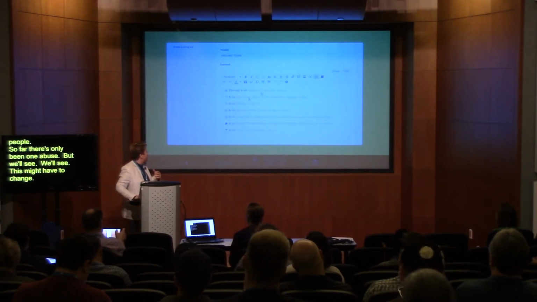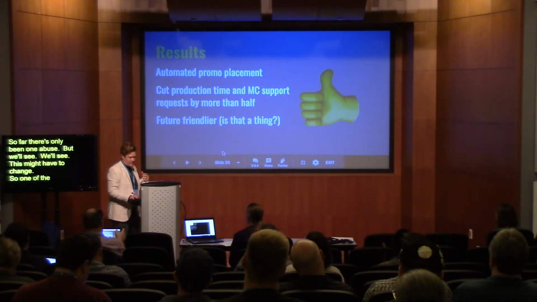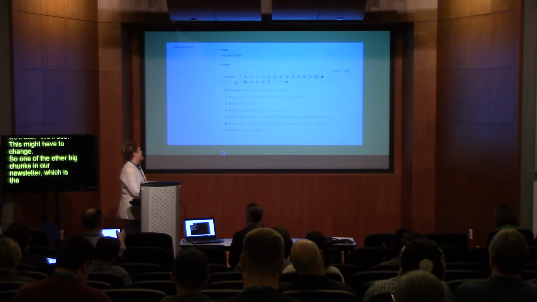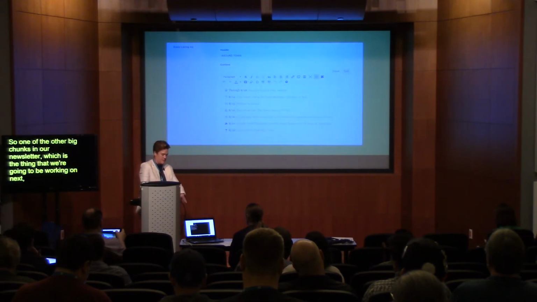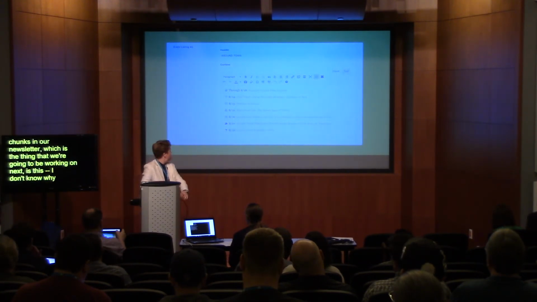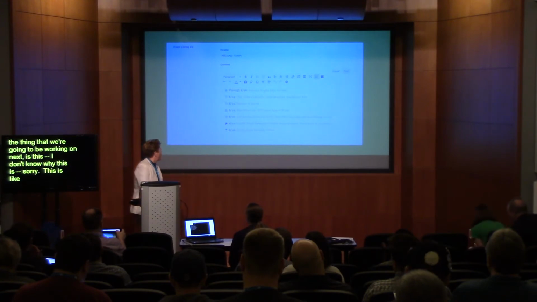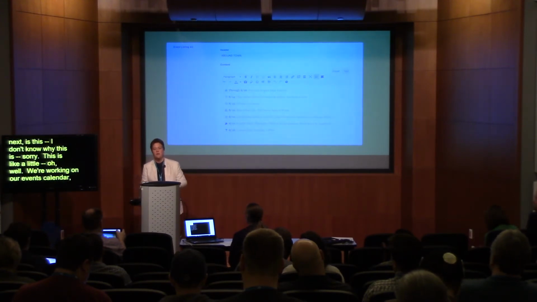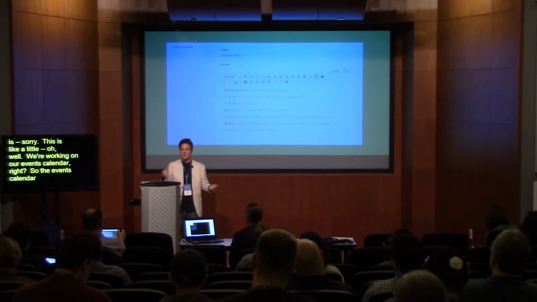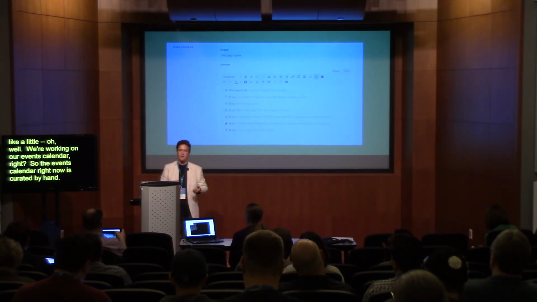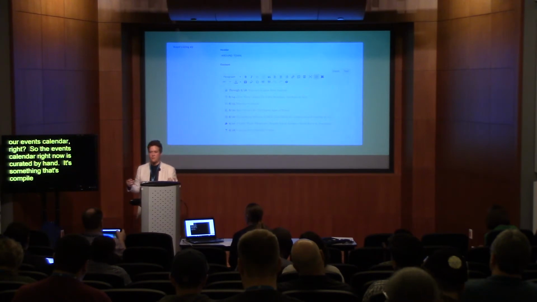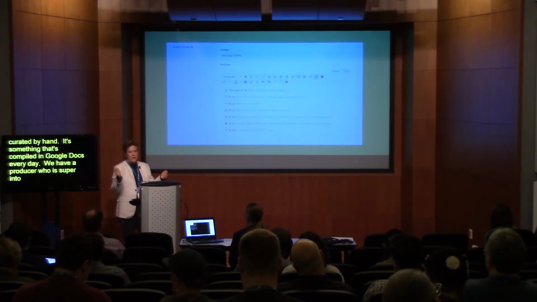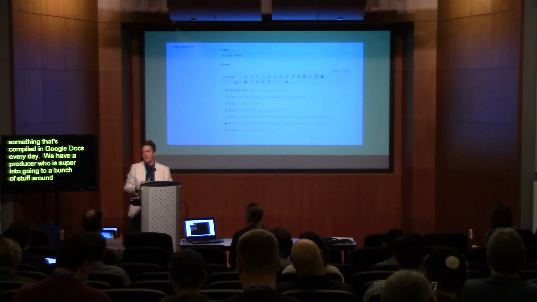So one of the other big chunks in our newsletter, the thing we're going to be working on next, is our events calendar, right? The events calendar right now is curated by hand. It's compiled in Google Docs every day. We have a producer who's super into going to a bunch of stuff around town, and they're culling things and putting them together in this way.